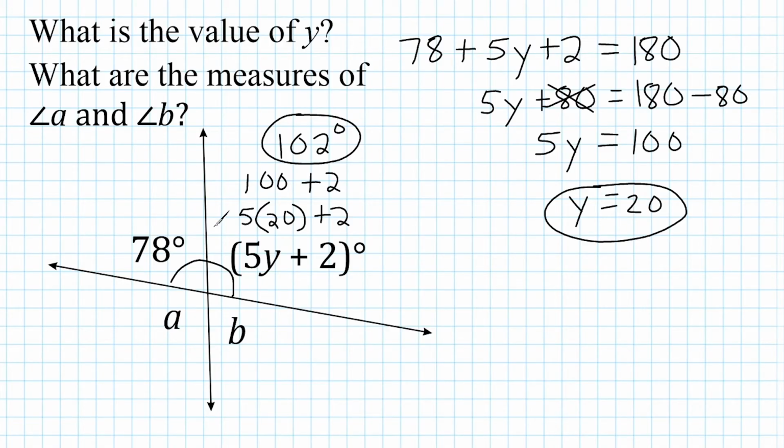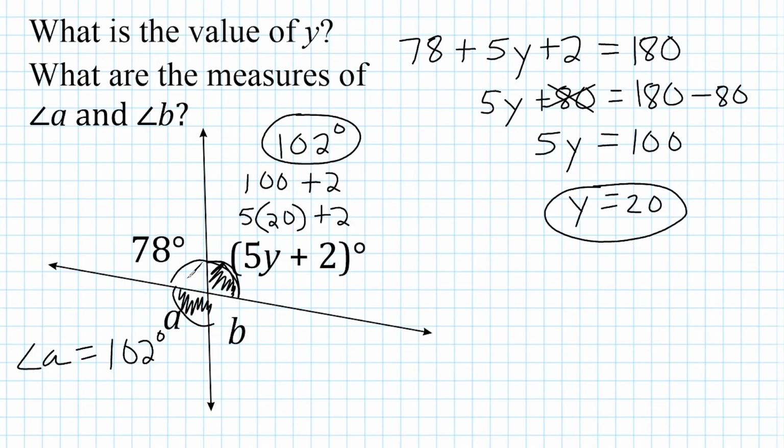Now we also have to determine the measures of angles A and B. Whenever you have a pair of intersecting lines, angles that are on the complete opposite sides of each other are vertical angles, and vertical angles have equal angle measures, so they are congruent to each other. So if we take a look at angle A right here, we would say that angle A and this angle right here are vertical angles. And because this angle is 102 degrees, angle A over here is also equal to 102 degrees.